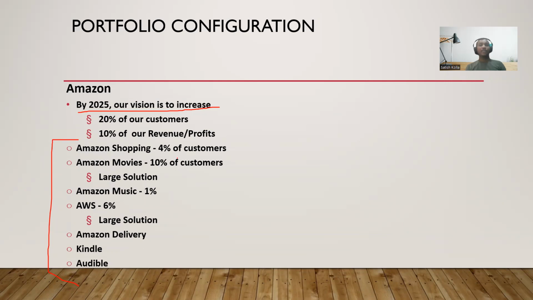So this vision or this roadmap gets split across, right? So it could be like 4% of customers, 10% of customers, 1% of customers, 6% of customers. So the overall organization goal or vision will get split or bifurcated accordingly as per the solutions, as per the implementation approach and strategies of the organization. So that is the main difference between the large solution as well as the portfolio configuration.